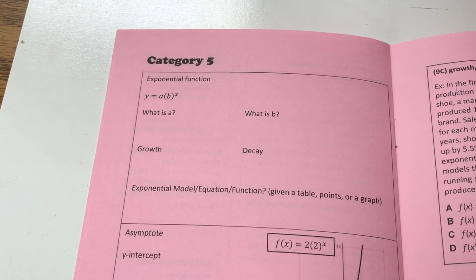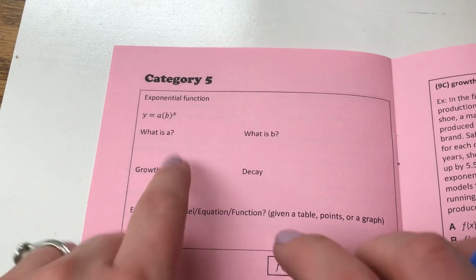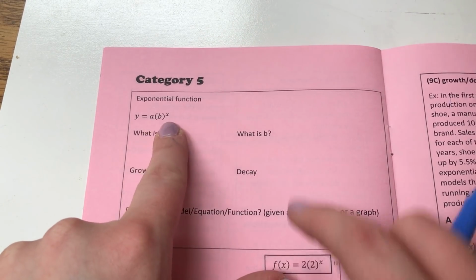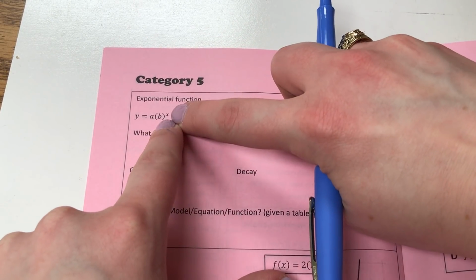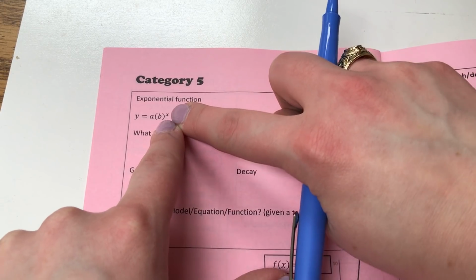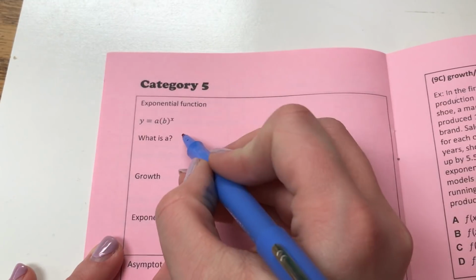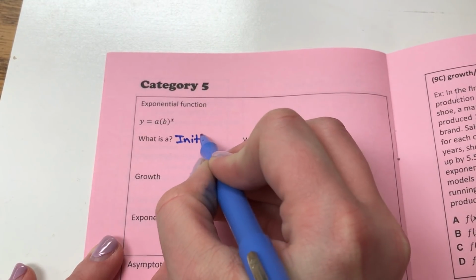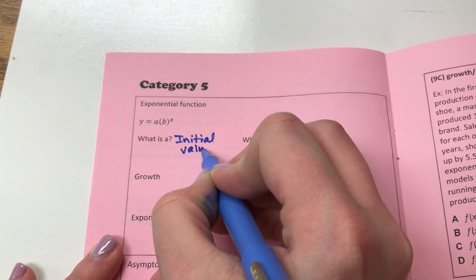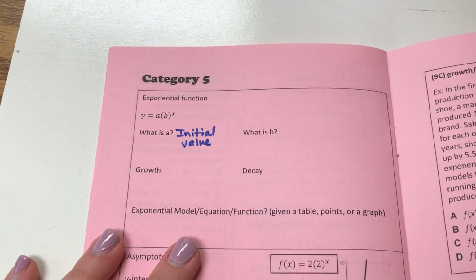All right, last but not least, category 5, exponential functions. So we've done linear, we've done quadratic. This is exponential, where the x is literally the exponent. So exponential, x is the exponent. All right, what does that a represent? Remember, that is your initial value. So what are you starting at?